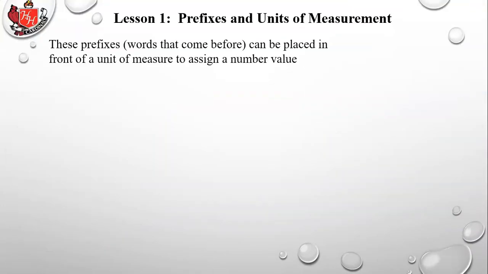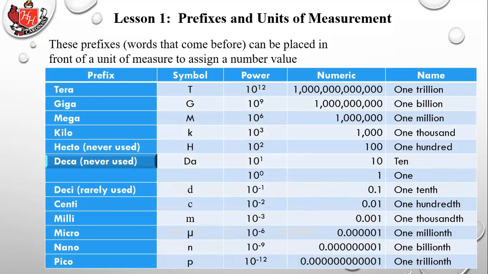The prefixes, words that come before, can be placed in front of a unit of measure to assign a number value. So here's a big long chart of these. Let's use the example of meters. If you said megameters, that would be capital M as the abbreviation, and 10 to the 6th is the power. So if I said 2 megameters, that would be 2 times 10 to the 6th. By the way, we're going to talk about scientific notation coming up here.